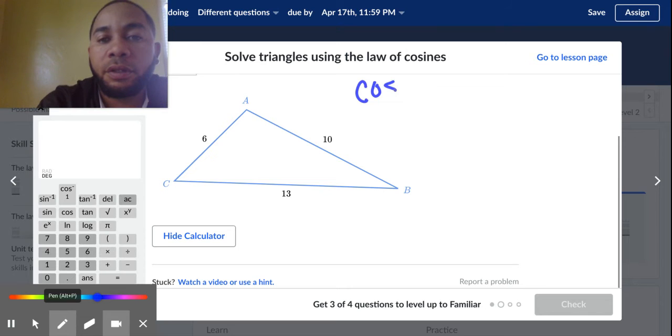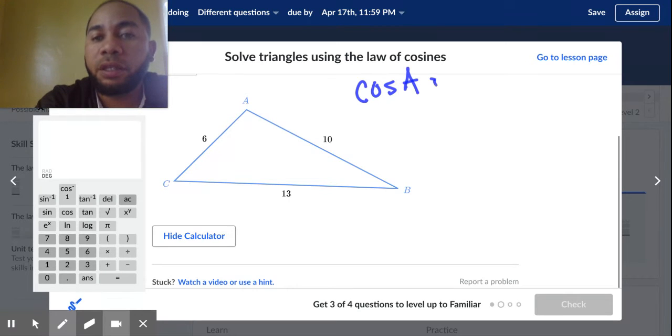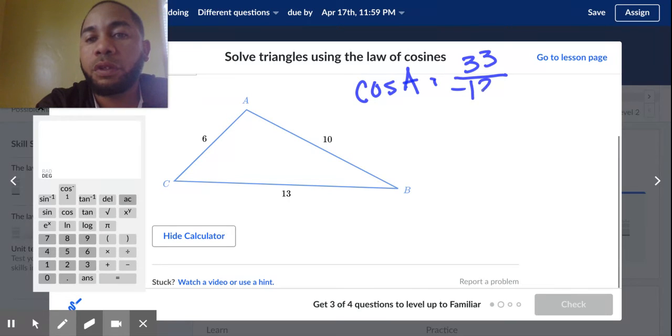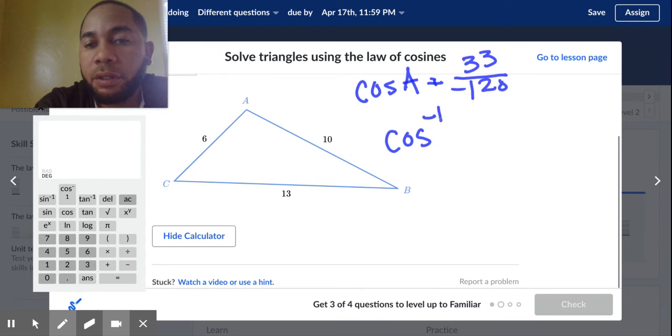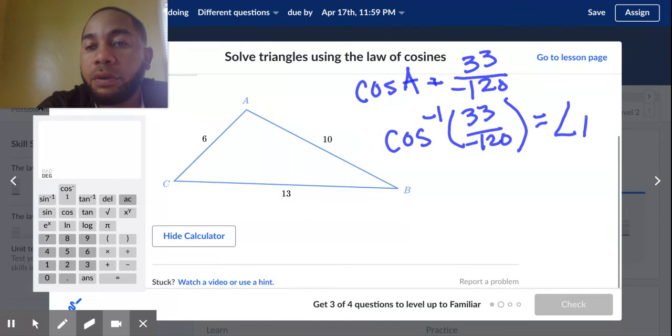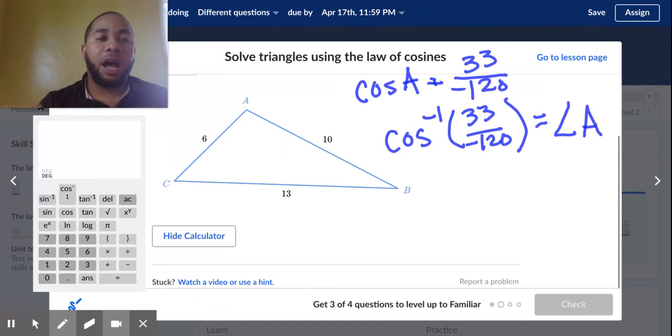Cosine of angle A equals 33 over negative 120. But what does that mean about the inverse cosine? The inverse cosine of 33 over negative 120 is going to give us angle A. Okay, because it's the inverse cosine. It's the opposite of cosine.